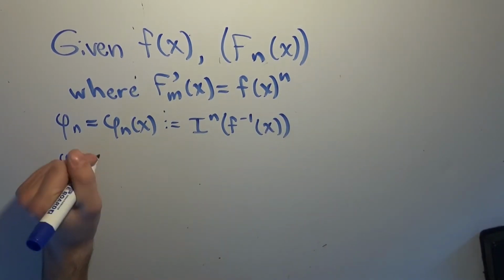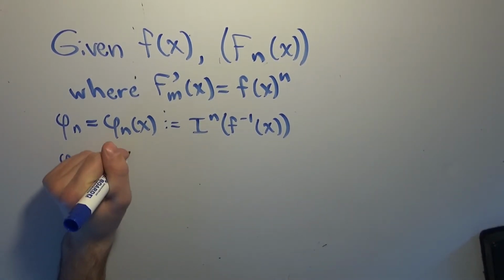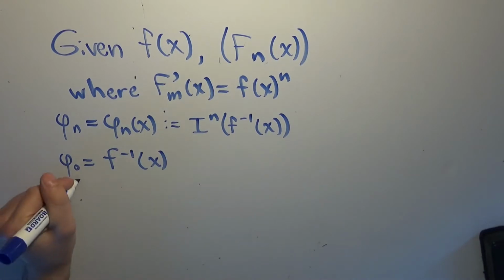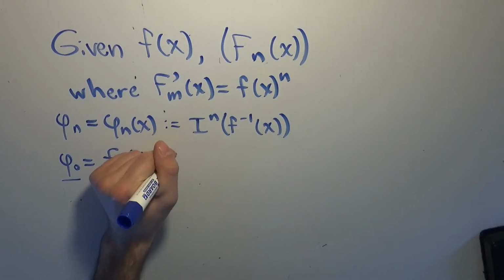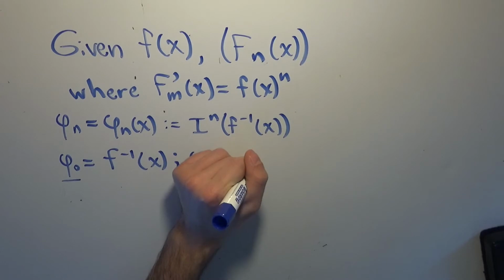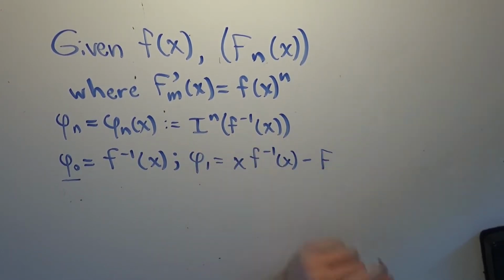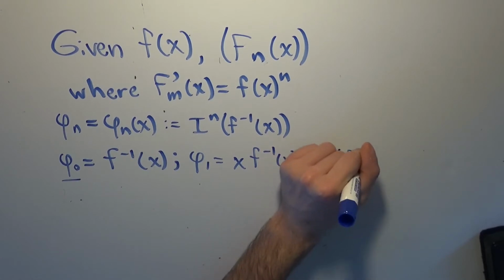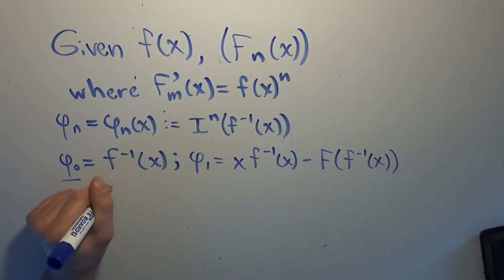We want phi 0 to be no integrals of the inverse function, so just the inverse function on its own. In this formula, you're going to see me write phi 0 representing the f inverse function, just to have some consistency. And of course, whatever formula we end up with, we want phi 1 to be the thing we already know: x times f inverse of x minus the antiderivative of f applied to f inverse of x.